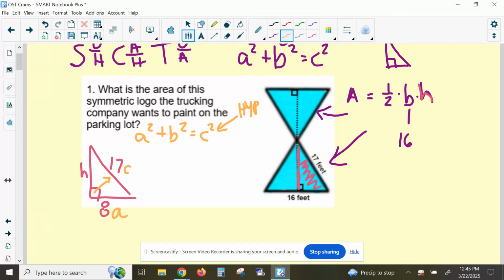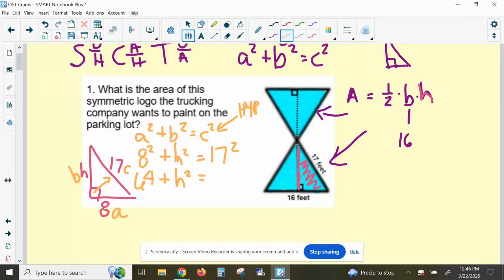My a and my b don't matter. I could switch these up as long as my c is good. So I'm going to go ahead and plug this in: 8 squared plus, I don't have this, I'm just going to call it h squared equals c squared, and that's 17 squared. So grab your calculator, let's do 8 squared, 64, plus h squared we're missing, equals 17 squared. Put that in your calculator.